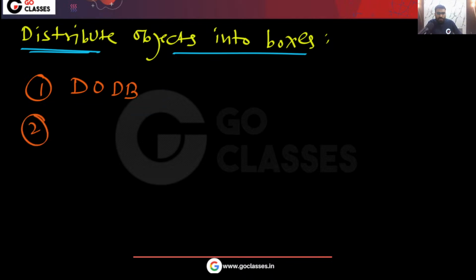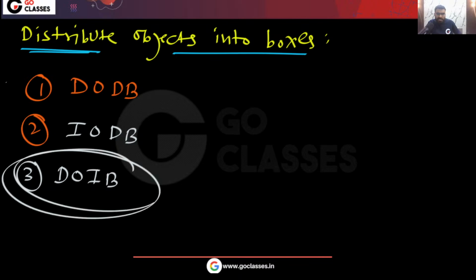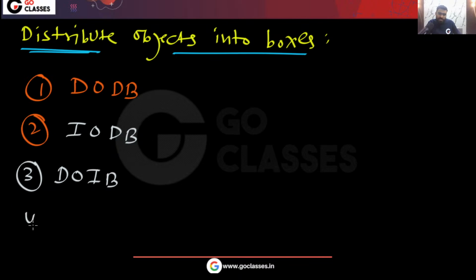All the objects are different and all the boxes are different. Another template is basically IODB, that is identical objects, different boxes. The third template is DOIB, different objects, identical boxes. Boxes are same, identical boxes but different objects. And the last template is basically IOIB.